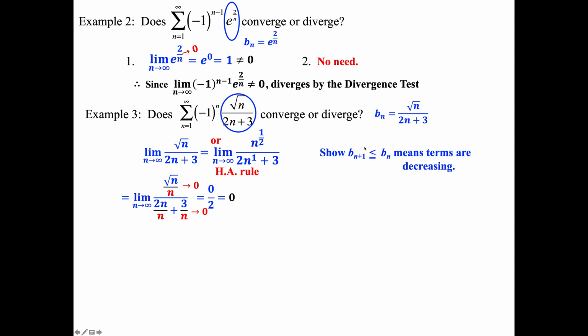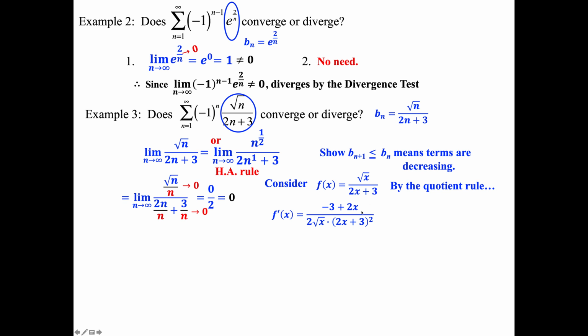Okay, decreasing. This is going to be difficult to plug n plus 1 into that n right there because you are not going to have radicals when you try to solve this. You won't be able to get things to cancel. So here what we might want to consider doing is changing it to a function f of x and taking the first derivative and use the first derivative test.